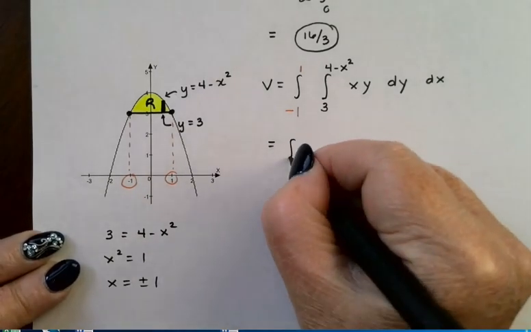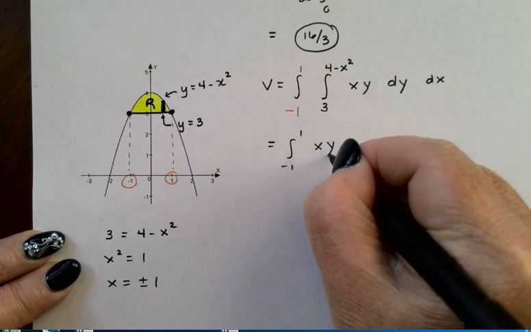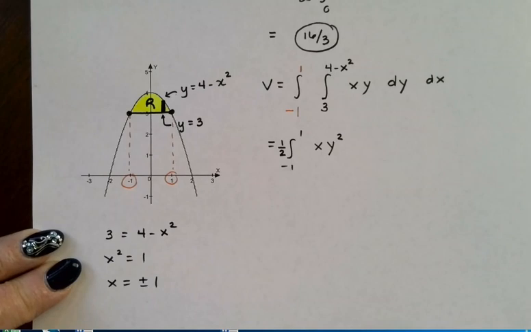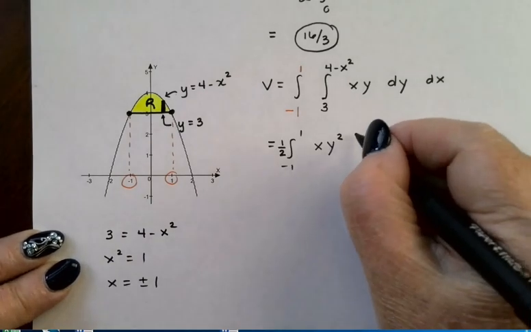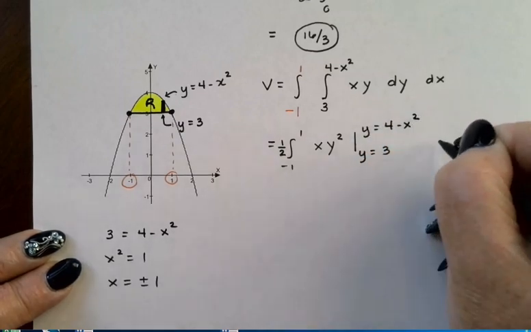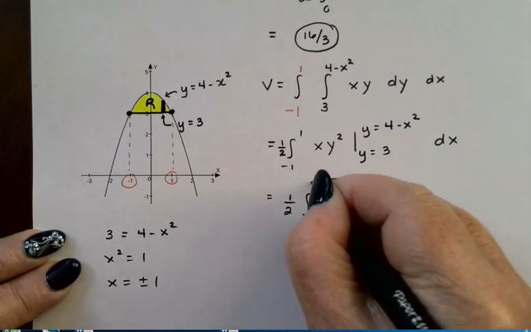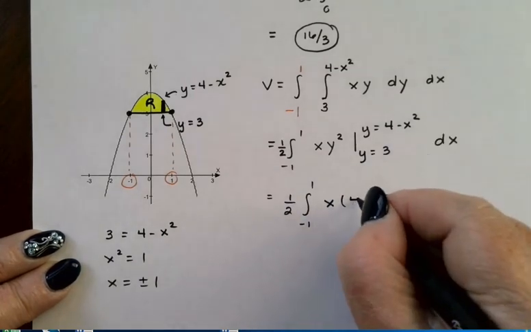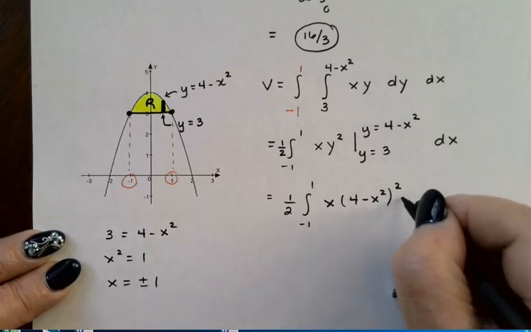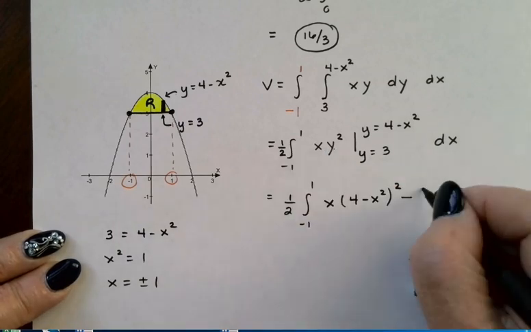All right, so let's go ahead and do this integral. Once again, I'm going to get x times y squared over 2. I'm going to pull that 1/2 out front right away, just kind of get it out of my way. And that goes from y equals 3 to y equals 4 minus x squared. Plugging in the 4 minus x squared first, I have x times 4 minus x squared, squared. Subtract, plugging in the 3, that'll become a 9x.